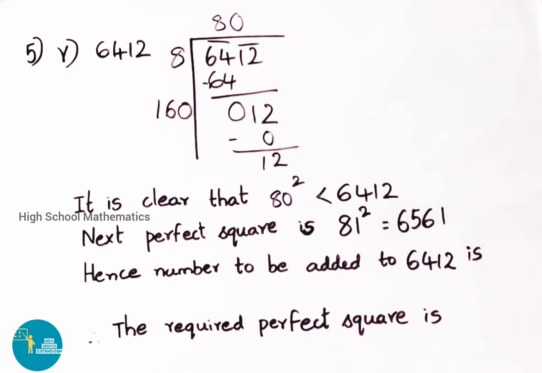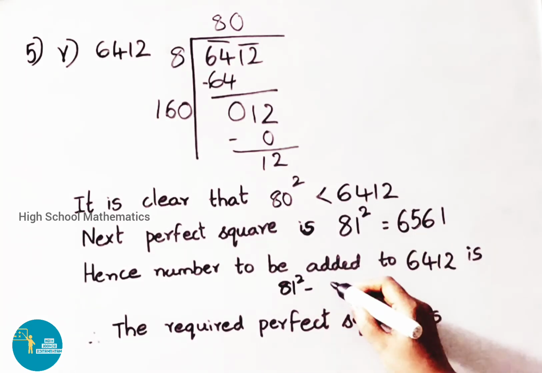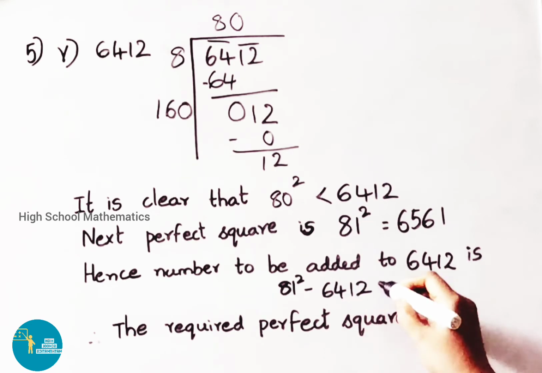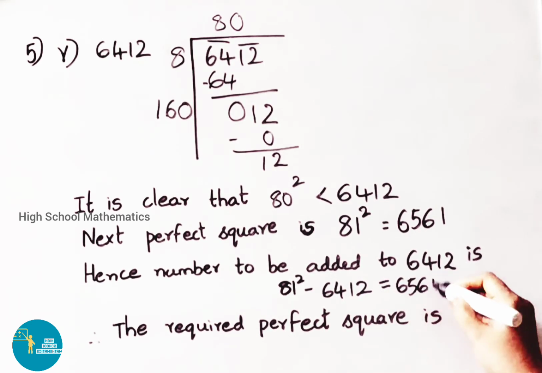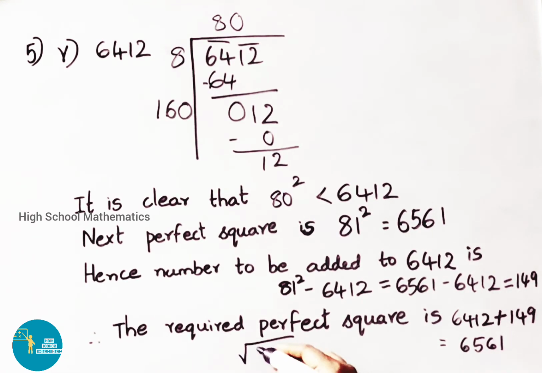Hence the number to be added to 6412 is 81 square minus 6412, that equals 6561 minus 6412, that equals, after subtracting we get the result here 149. Therefore the required perfect square is 6412 plus 149, that is 6561. Therefore square root of 6561, answer is 81.